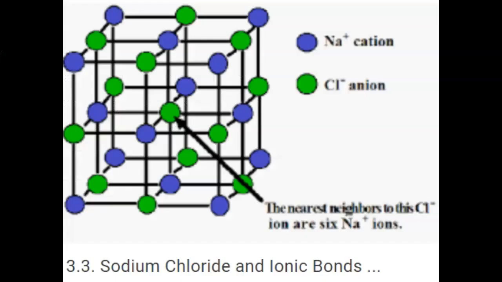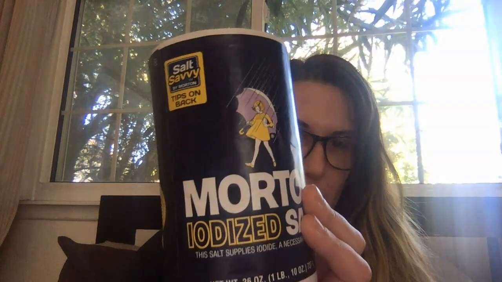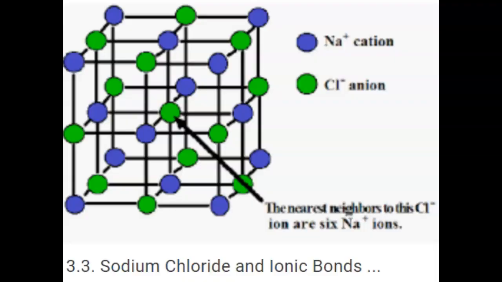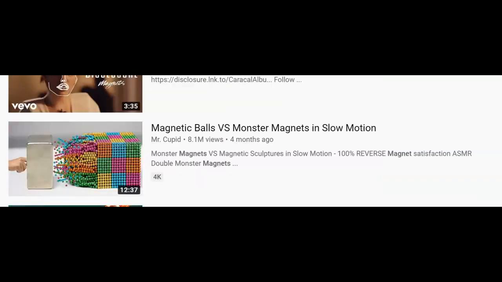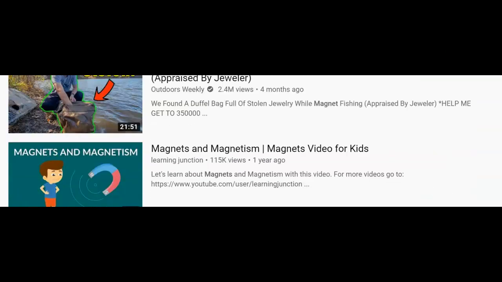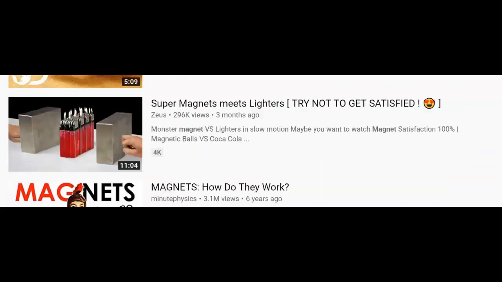How do sodium cations and chloride anions form together? What kind of structure do they make? What is that, by the way, in the first place? And if you don't know how magnets act, there are hundreds of videos on YouTube to explain it.